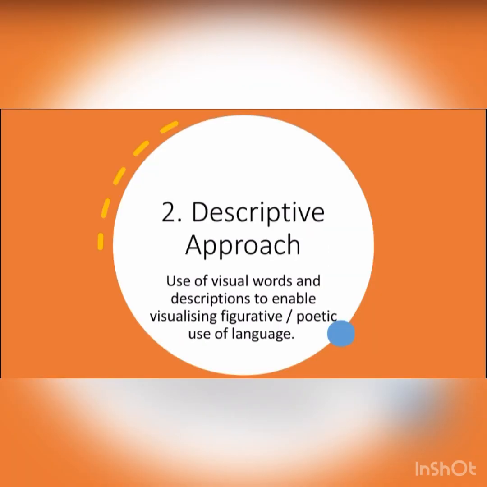Second one is descriptive approach. It uses visual words and descriptions to enable visualizing, and figurative or poetic use of language. So when you write a thesis in humanities or in literature, we will use descriptive approach because we don't need figures or facts in a literature thesis, but we need descriptions and a figurative use of language. So if we want to write such a thesis, definitely we will use descriptive approach because it uses visual words and descriptions to enable visualizing, and figurative and poetic use of language.